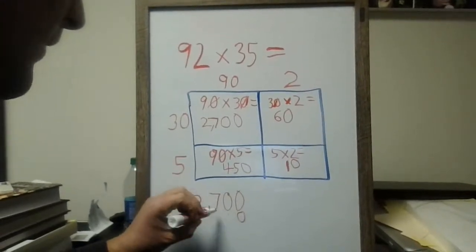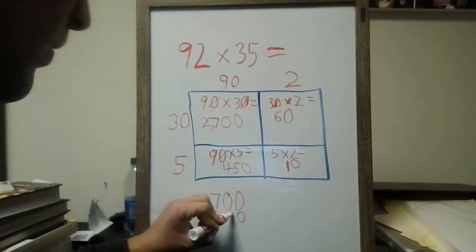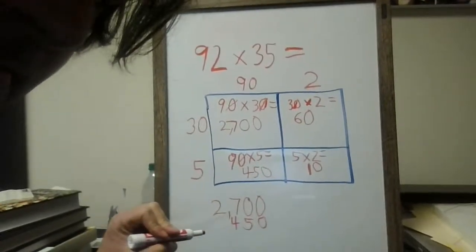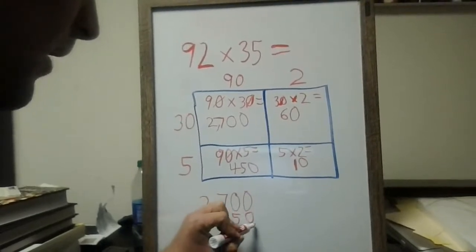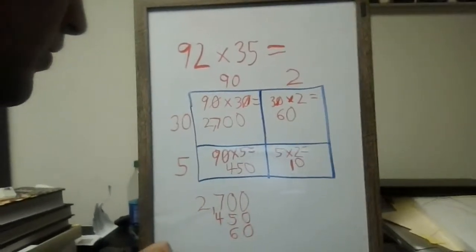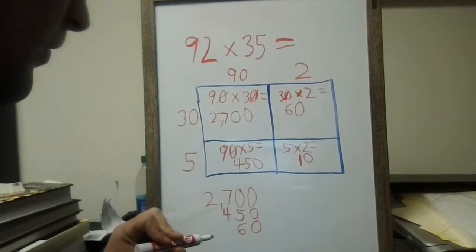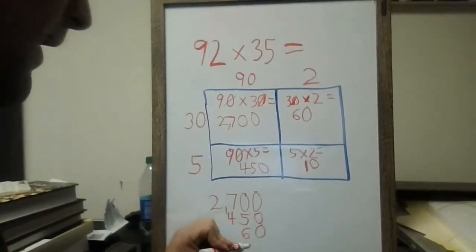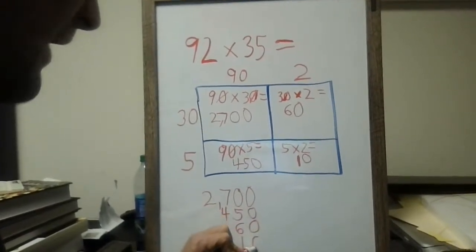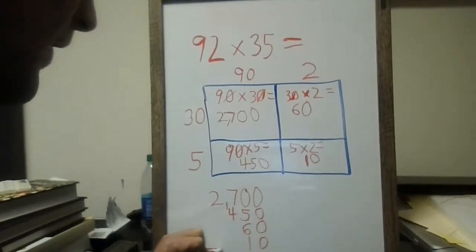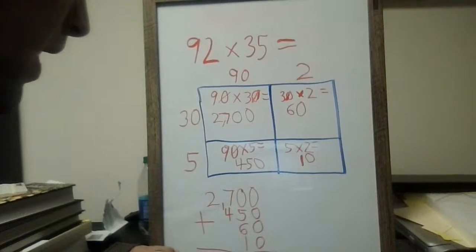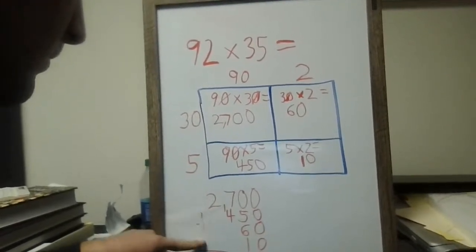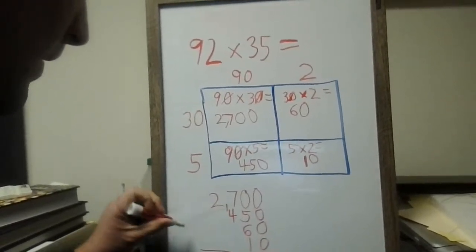So 2,700 plus 450 plus 60. See how I'm lining up the numbers? Make sure that you line up all the digits correctly. If the ones place and tens place is not lined up correctly, it's very easy to make a mistake. All right. I'm going to move the plus sign back a little bit.